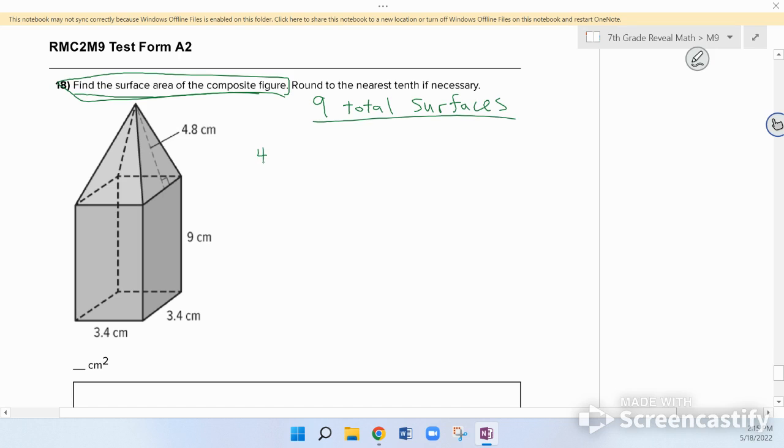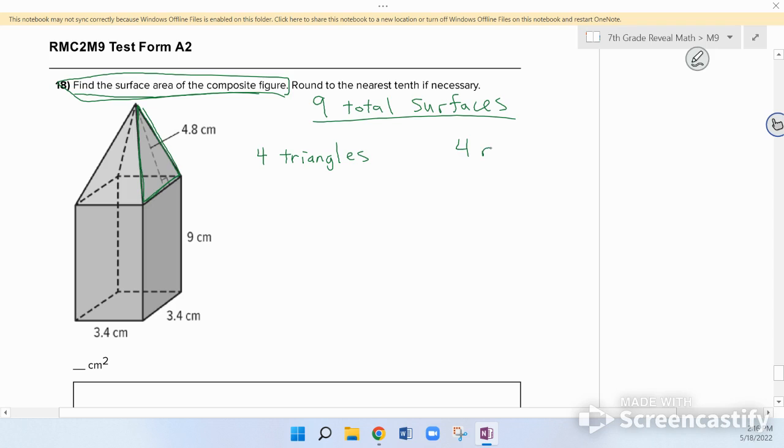I have 4 triangles that are all the same. One of them is right here, I'll outline it in green. All right, that's one triangle, and all the other ones are the same because if we look around, we can see that this base is a square, so this base also is a square up here. So they all have to have the same dimensions. So we have 4 triangles of the 9 total surfaces.